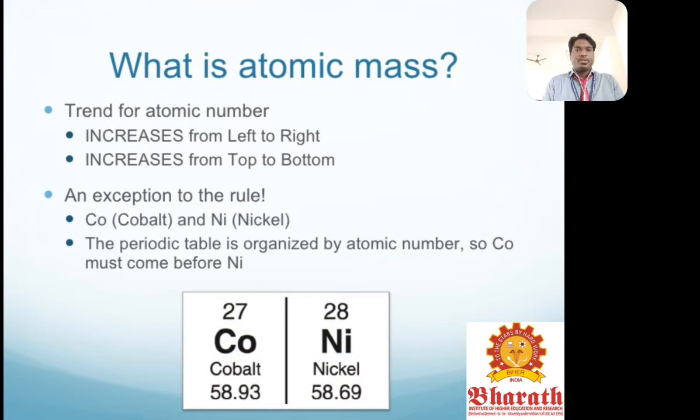The trend for atomic number: it increases from left to right in the periodic table and increases from top to bottom in the periodic table. An exception to the rule is cobalt and nickel. The periodic table is organized by atomic number, so cobalt must come before nickel.